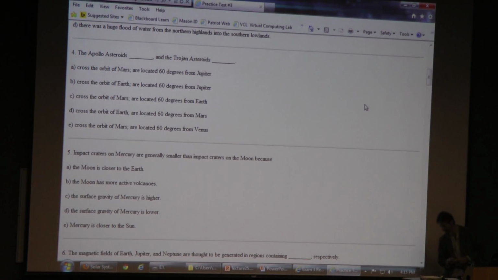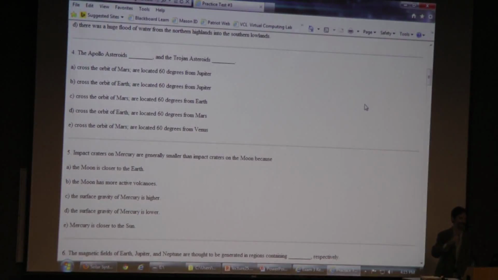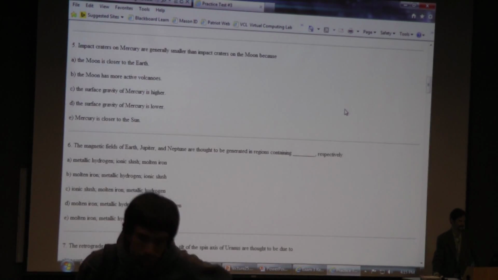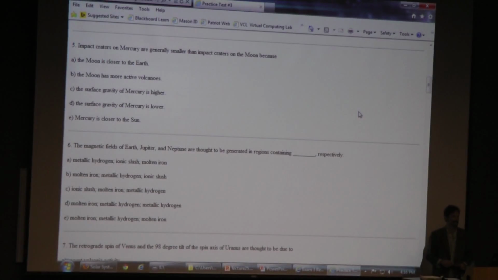We also talked about asteroids. We talked about the Apollo asteroids. They're the asteroids that cross Earth's orbit. No, sorry, the Trojan asteroids are the ones that are 60 degrees in front of and behind Jupiter. So this would actually be B. Apollo asteroids cross the orbit of Earth, and the Trojan asteroids are in these Lagrange points, 60 degrees in front of and behind Jupiter.